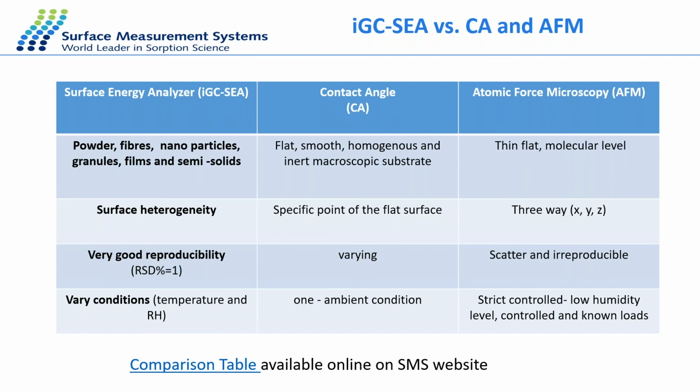With IGC, you can measure the surface heterogeneity. With contact angle, you actually measure just a single point of the surface where the drop is placed. Of course, if you perform that drop in the different part of the surface, you can get a bit bigger picture about the surface. In case of AFM, it's kind of a 3-dimensional measurement, and X, Y, and the Z is predicted.